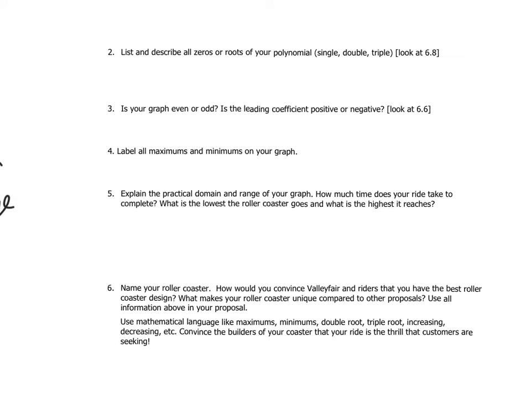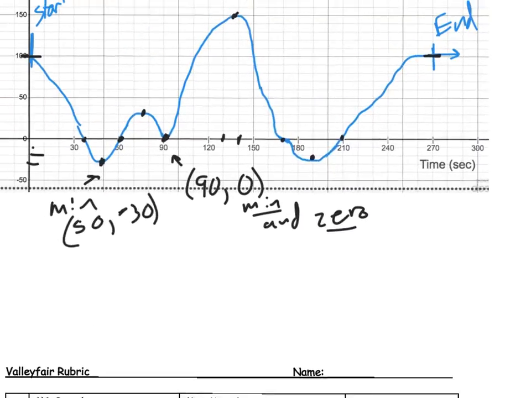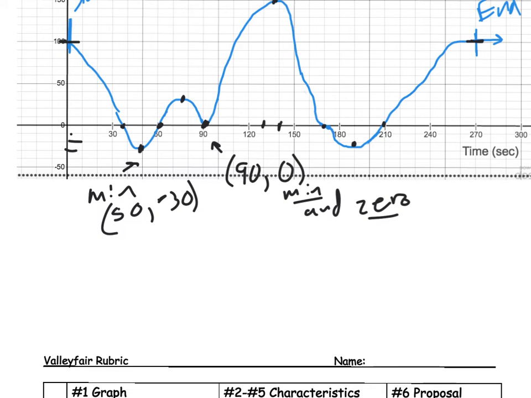Answering these questions. List and describe all zeros or roots of your polynomial as single, double, or triple roots. Well, my first 0 here looks like it's about, we'll call it a 0. And that is at about 34, comma 0. And that's a single root because it just goes right through it. Same with this one.